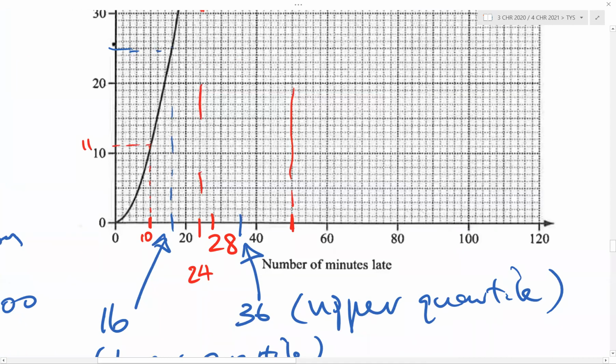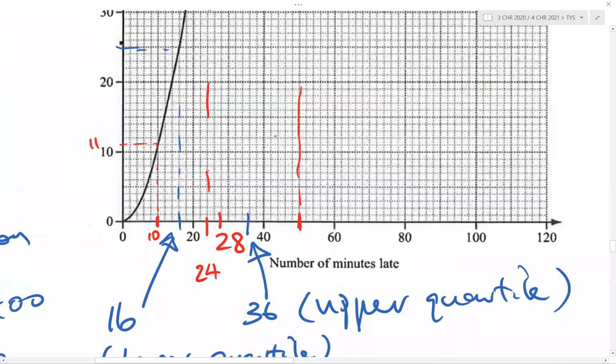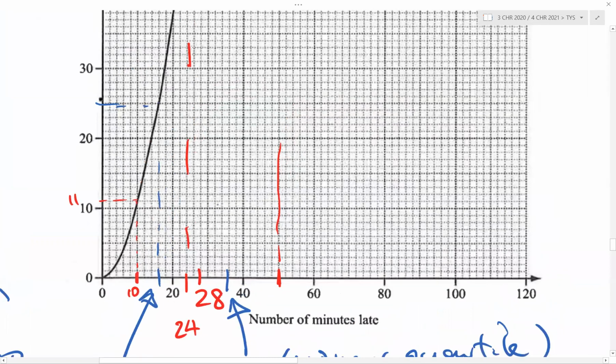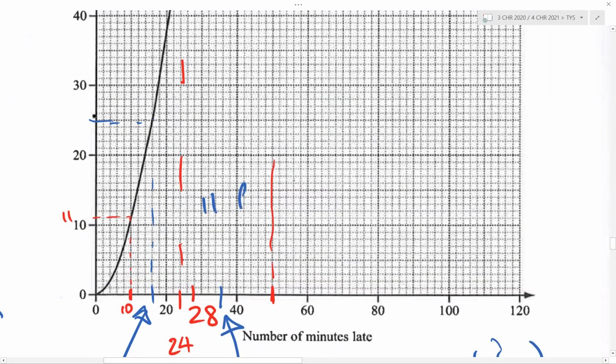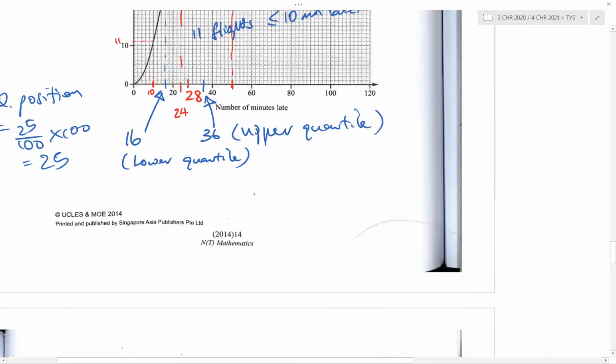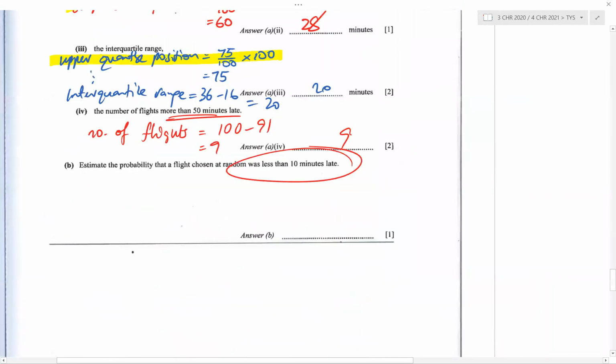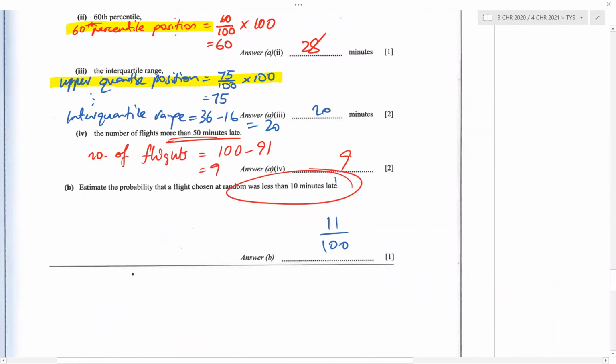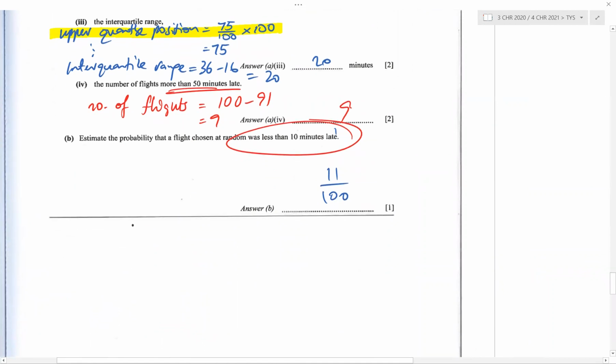The sentence is 11 flights less than or equal to 10 minutes late. 11 of them less than or equal to 10 minutes late. Now, what's the probability that you are going to choose for these 11 out of a total of 100? The probability is therefore going to be 11 over 100. Okay, let me check the answer at the back, whether they wrote it as 11 over 100 or 1 over 10.